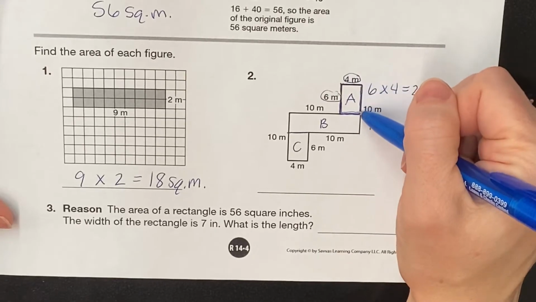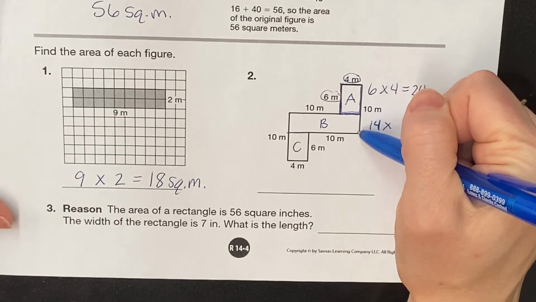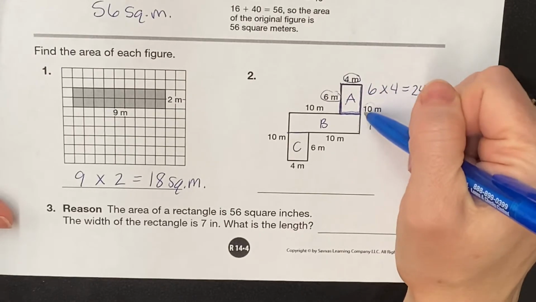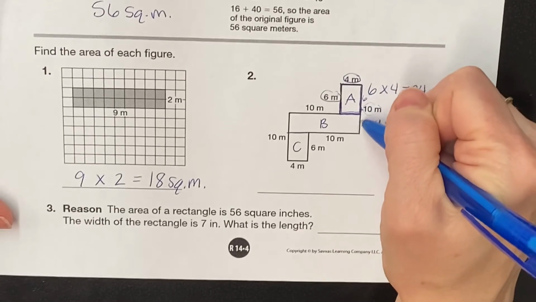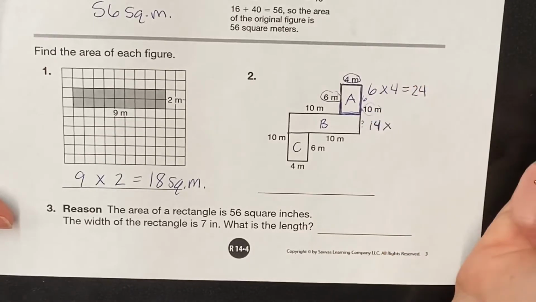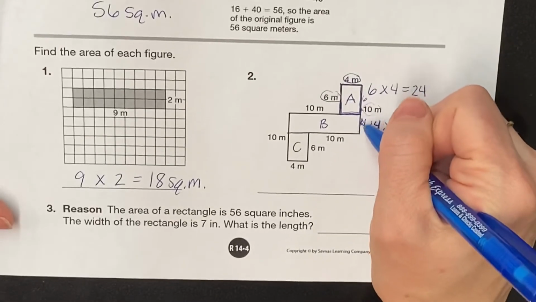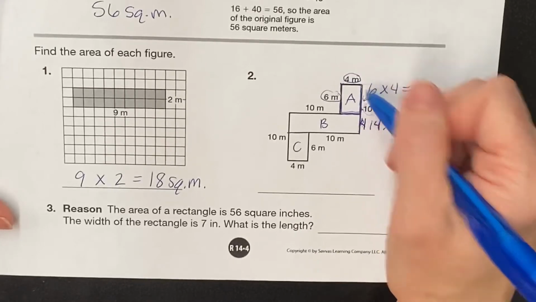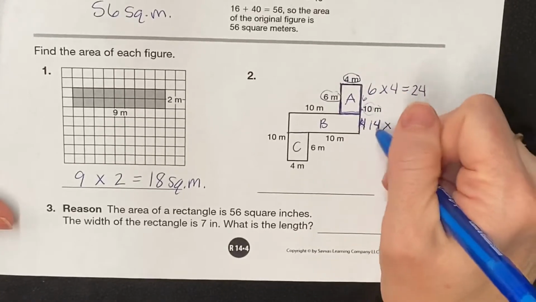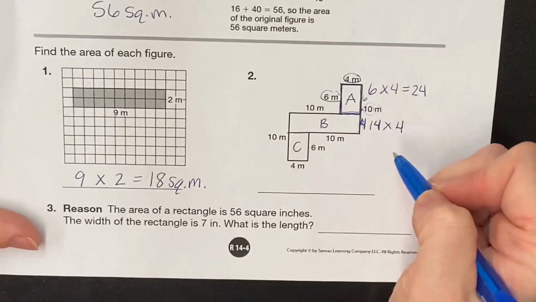This is 6. This we're not sure, but whatever it is adds up to 10 because of this measurement. So I need to know 6 plus what equals 10? 4. So this would be 4 meters because 4 meters plus 6 meters equals 10 meters. So 14 times 4.